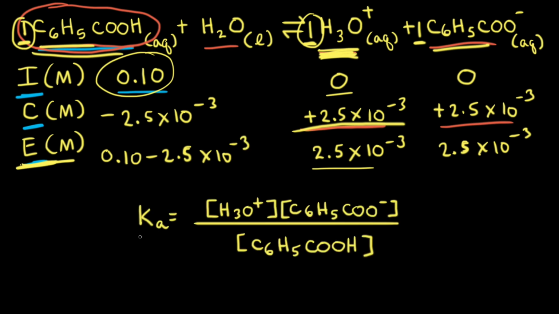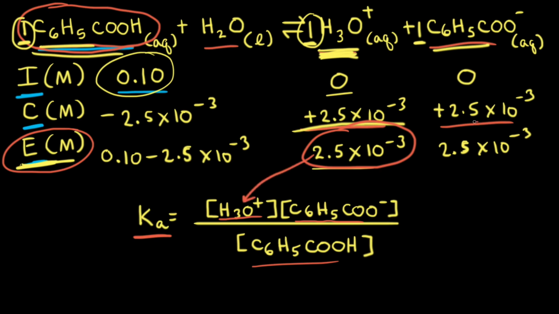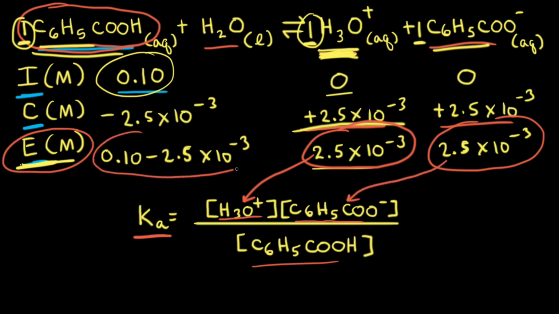Since our goal is to calculate the Ka value for benzoic acid, the next step is to write out the equilibrium constant expression, which we get from the balanced equation. It would be the concentration of hydronium ions times the concentration of benzoate anions divided by the concentration of benzoic acid. Since these are equilibrium concentrations, we can get them from the ICE table and plug them into our equilibrium constant expression. So we can plug in the equilibrium concentration for hydronium ions, for benzoate anions, and for benzoic acid.